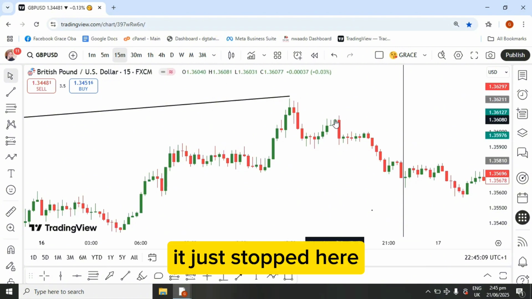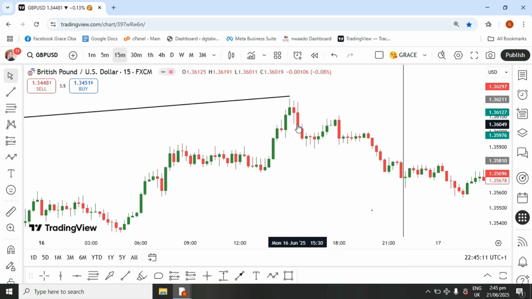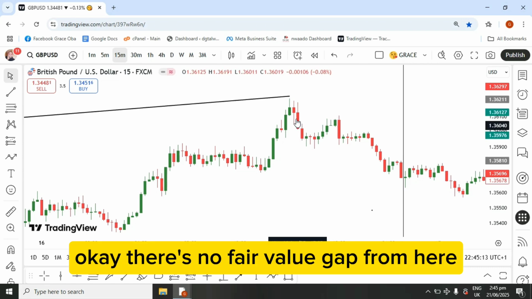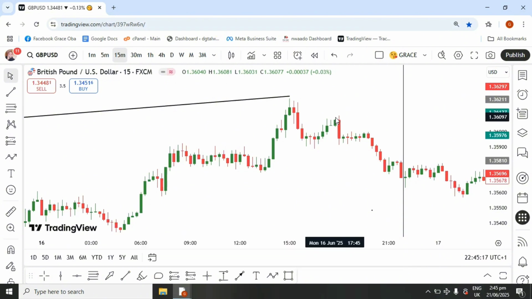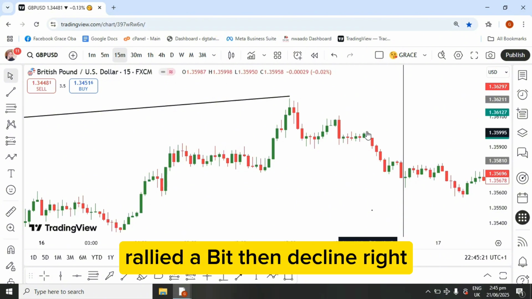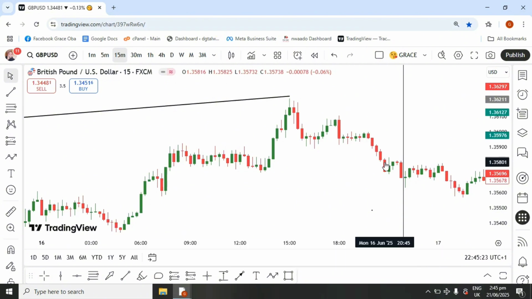It just stopped here, I think into a fair value gap. Okay, there is no fair value gap from here. But it just stopped this way, right? Retraced down, rallied a bit, then declined. Let me use this trend line to illustrate it.